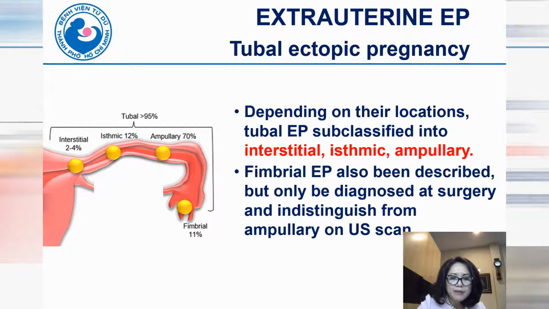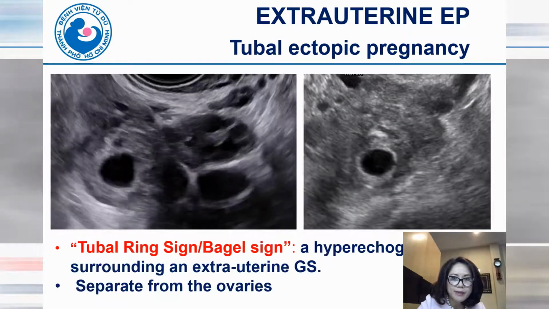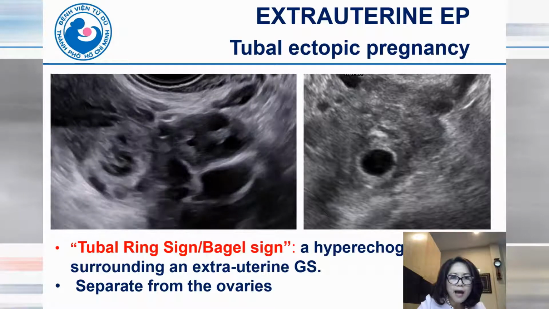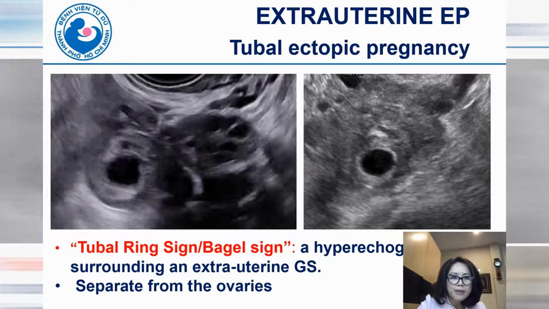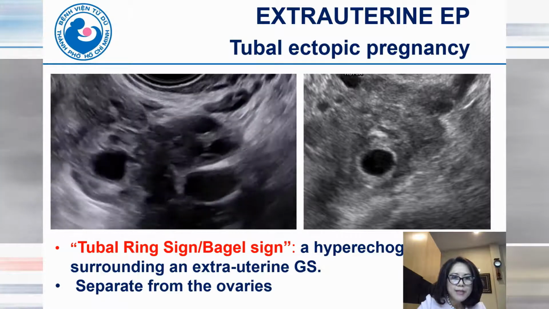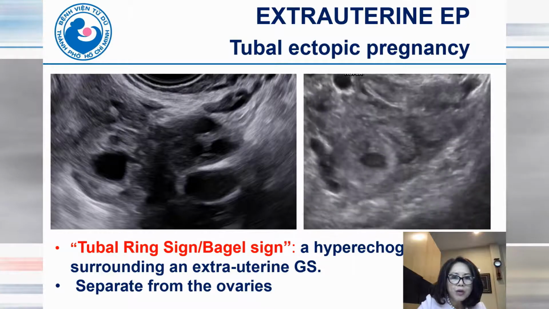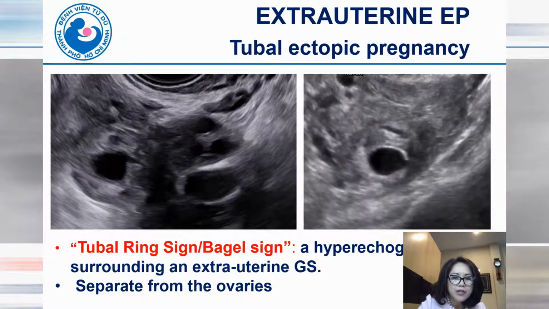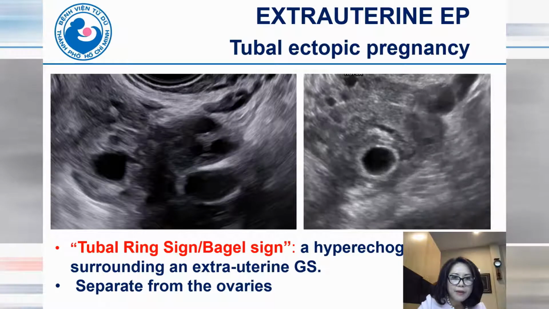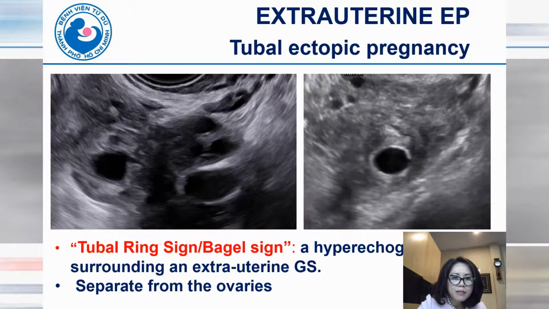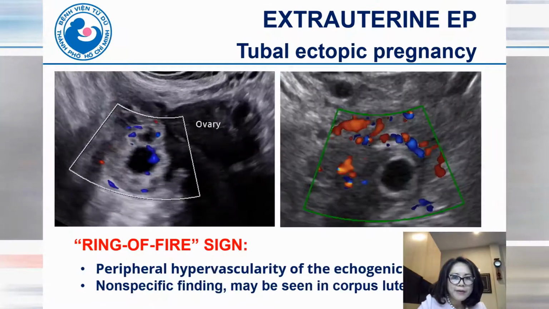Fibroid ectopic pregnancy can also be described, but it can only be diagnosed at surgery, and on ultrasound it is very difficult to distinguish from an ampullary ectopic pregnancy. On ultrasound, a tubal ectopic pregnancy can show the tubal ring sign or Bagel sign. It is a hyperechogenic ring surrounding an extrauterine gestational sac, and this mass must be separate from the ovary.